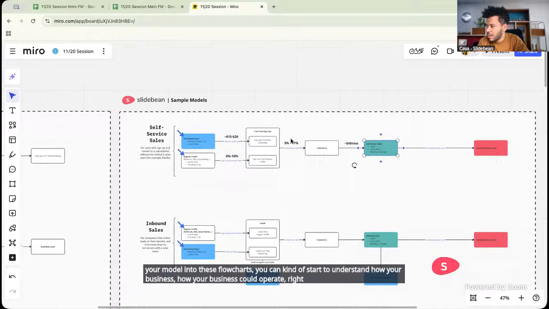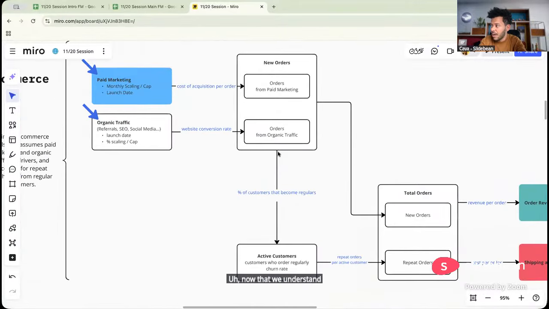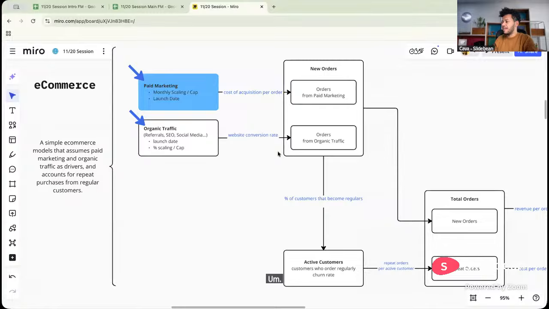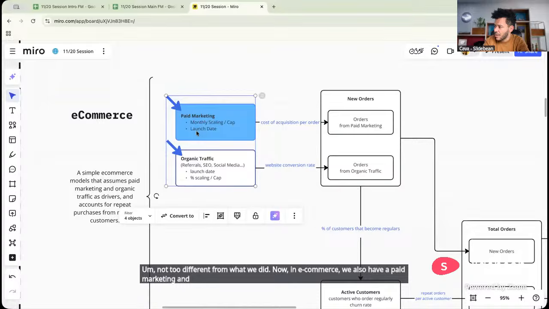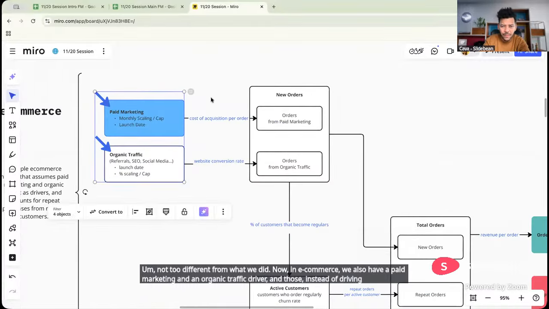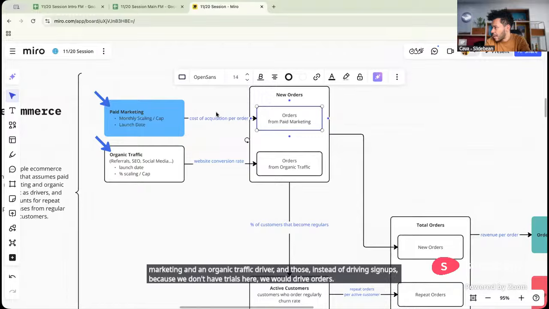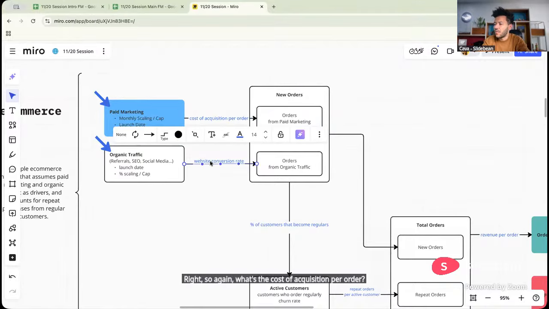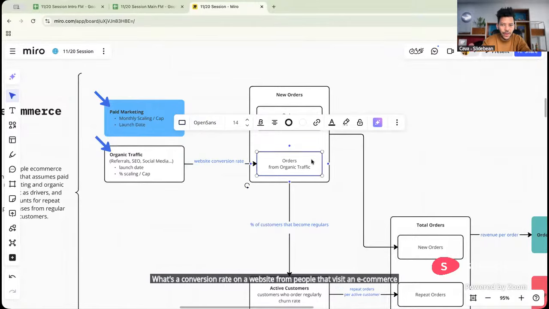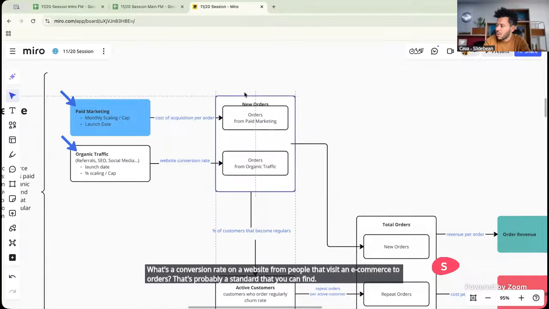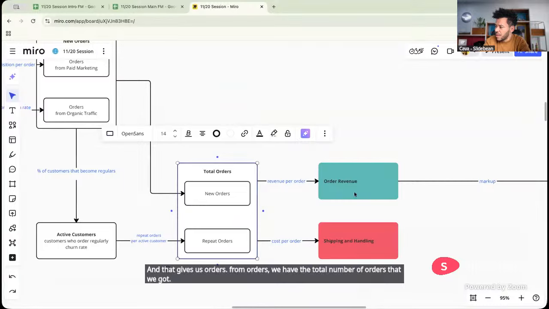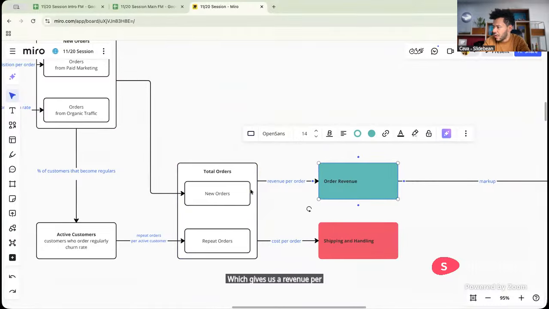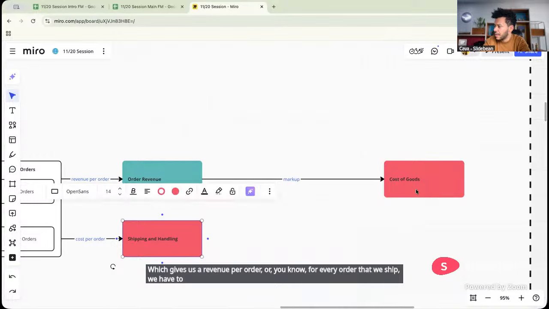I have another example, now that we understand the logic of this, which is e-commerce. Not too different from what we did. In e-commerce, we also have a paid marketing and an organic traffic driver. And those, instead of driving signups, because we don't have trials here, would drive orders. So again, what's the cost of acquisition per order? What's the conversion rate on a website from people that visit an e-commerce site to orders? That's probably a standard that you can find. And that gives us orders. From orders, we have the total number of orders that we got, which gives us a revenue per order, or, for every order that we ship, we have to pay for shipping and handling, and of course the cost of the goods.